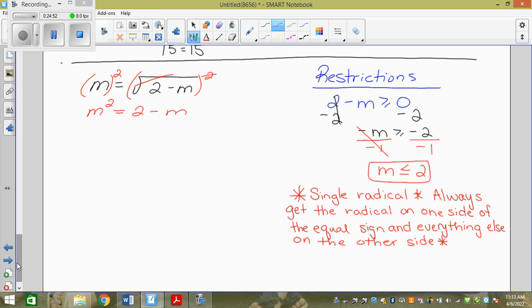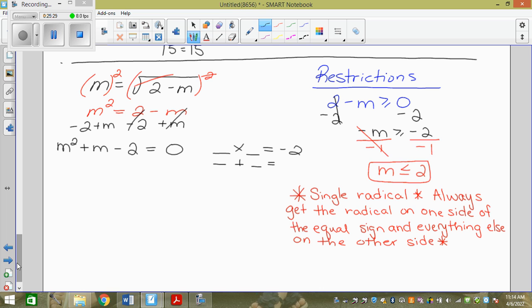So I'm going to have to add the m and subtract the 2. So I'm going to subtract the 2 over, and I'm going to add the m over. So I actually get m squared plus m minus 2 equals 0. How do I solve this? We have two ways. Factoring or quadratic formula, correct? I always look for factoring first because it's the easier one. So I'm going to check for factoring first. I'm going to go what times what equals the first times the last, so negative 2. What plus what equals 1.